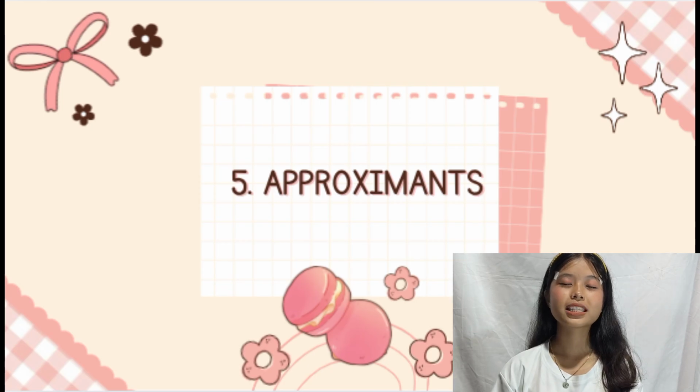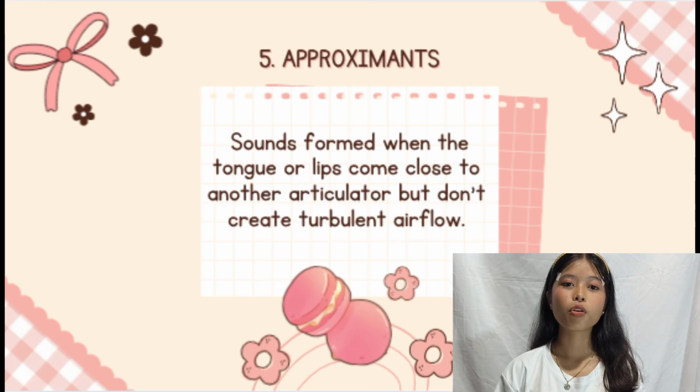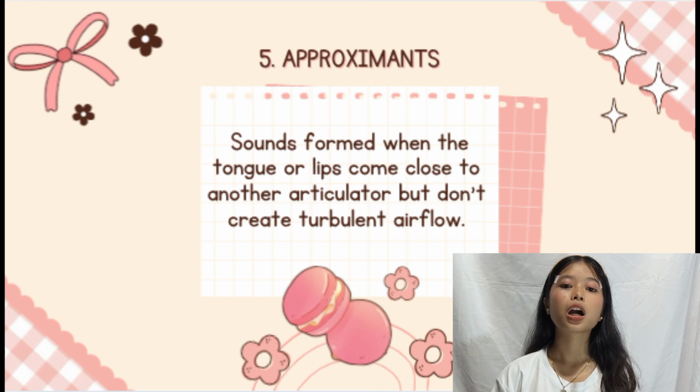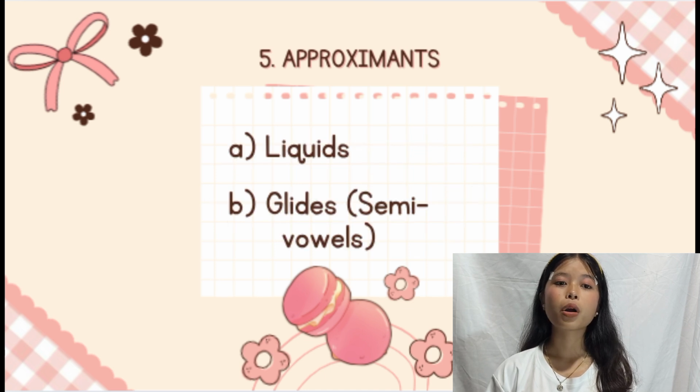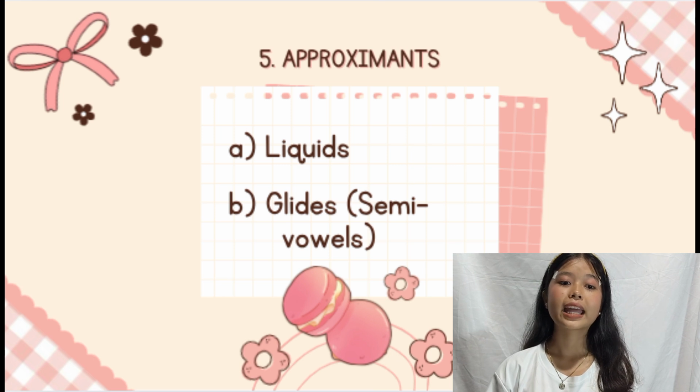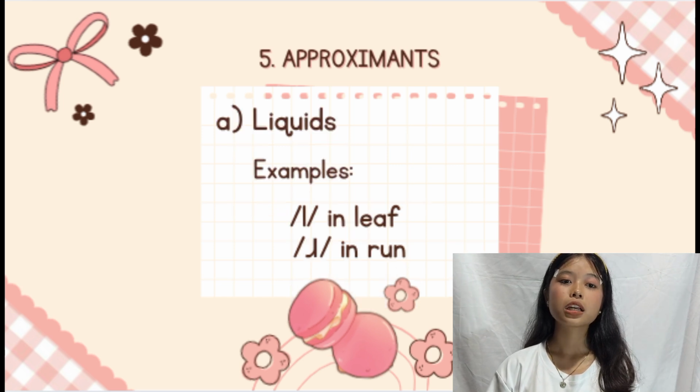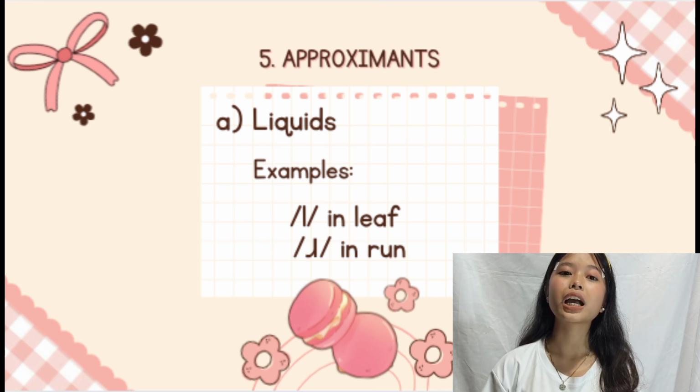So the fifth one is approximants, sounds formed when the tongue or lips come close to another articulator but don't create turbulent airflow. So approximants are divided into two, which is liquids and glides or semi-vowels. Liquids sound similar to vowels but function as consonants at the beginning or end of a syllable. Example, L in leaf, R in run.